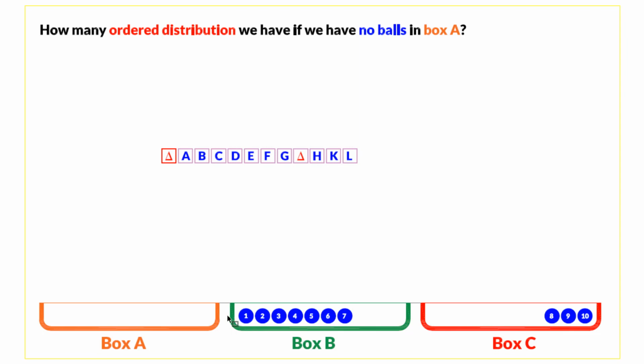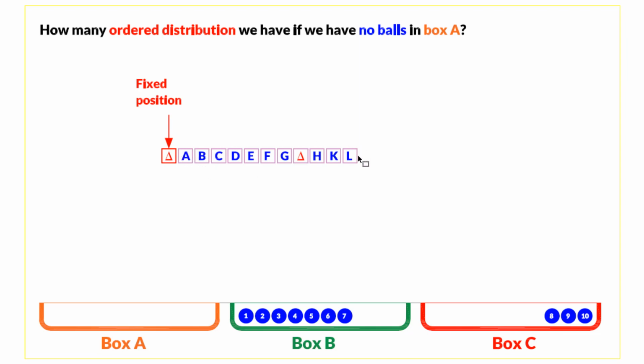And now we have to pay attention that box A should never have any balls, which means that delta must be fixed in this position. The reason is, if delta is placed after A, for example, then we have 1 ball in box A, and this is contrary to the question we are asking. So out of these 12 objects, we have 1 object in a fixed position, while the rest can be permuted.